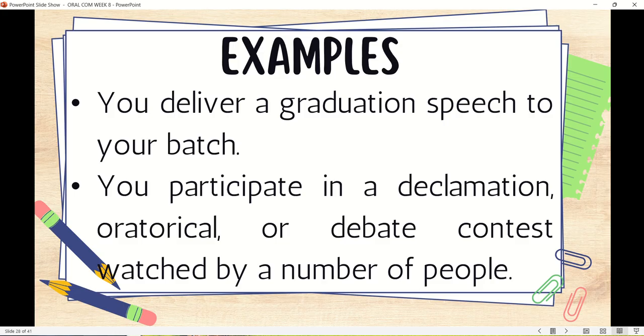That is for the third type of interpersonal context, which is public. Again, public communication means that you need to deliver your message in front of a large number or large size of people.